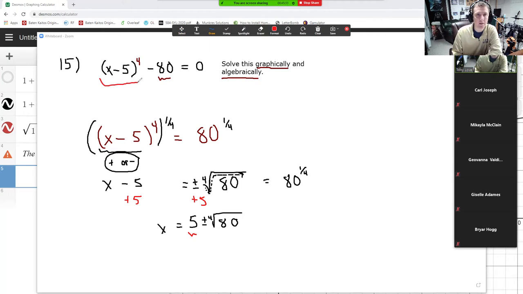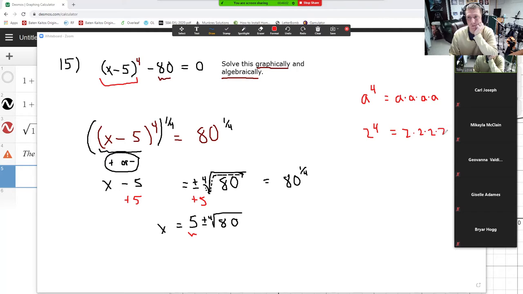Originally we had this x minus 5 to the fourth, so I'm going to simplify it. It's just some number to the fourth. That means it's 4 of these numbers multiplied together, which is the literal interpretation. So let's say these are all positive. Well, we obviously get a positive result. If A is positive, like 2, then we get 2 times 2 times 2 times 2, so it's clearly positive 16.